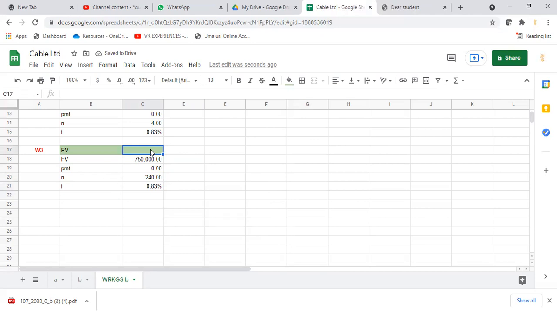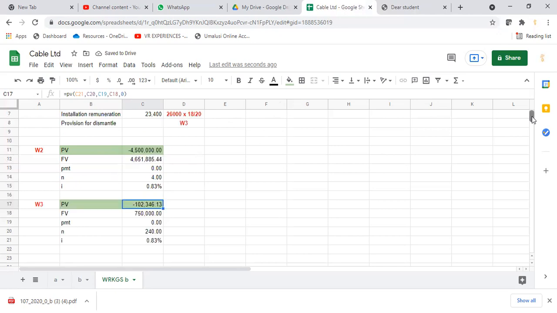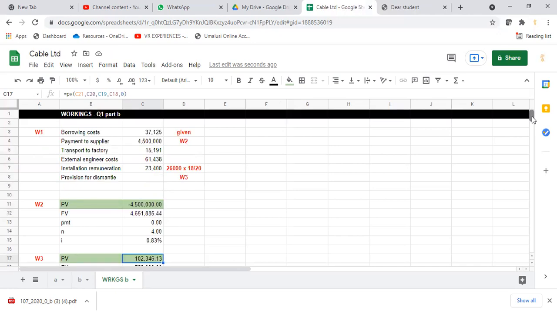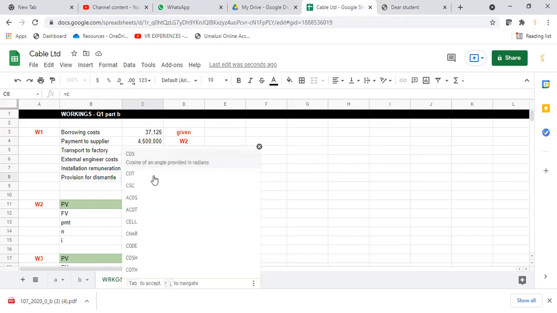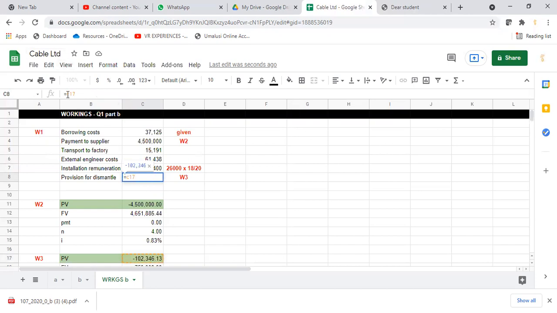Now we can work out present value. PV wants I, N, PMT, future value, then end or beginning. So that will be 0, and so that will be 102. Plug in C17, equal to C17. It needs to be negative because we want a positive number. Okay, so that is those amounts over there.